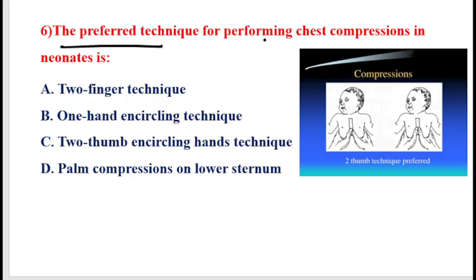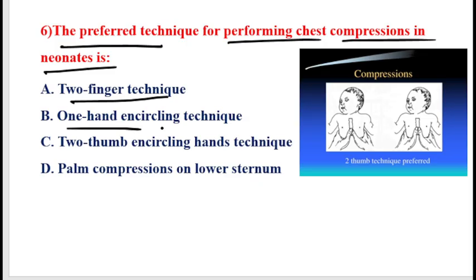Next, the preferred technique for performing chest compression in neonate. Option A, two finger technique. Option B, one handed encircling technique. Option C, two thumb encircling technique. Option D, palm compression on the lower sternum.